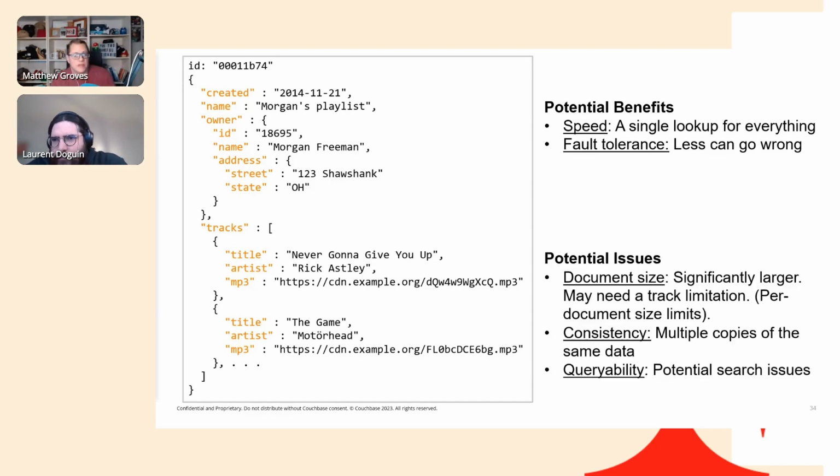Potential issues, document size is getting much, much bigger, of course. So if I have a user with a lot of tracks, I may need to work around that in some way, or may need to limit those tracks for the playlist. Consistency is a major problem here because now there's multiple copies of this same data. Every playlist that has this Rick Astley song is going to have a copy of all this URL, artist, title, everything. And so that could be a potential issue, especially if that data changes.